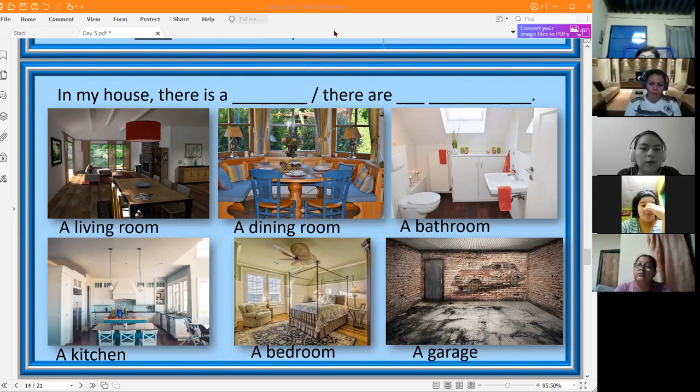In my house, there is a living room, dining room. There are two bathrooms, there is a kitchen, there are two bedrooms, and there is a garage. Okay, thank you very much. Very kind. Okay, Sandra Marisol Campos.